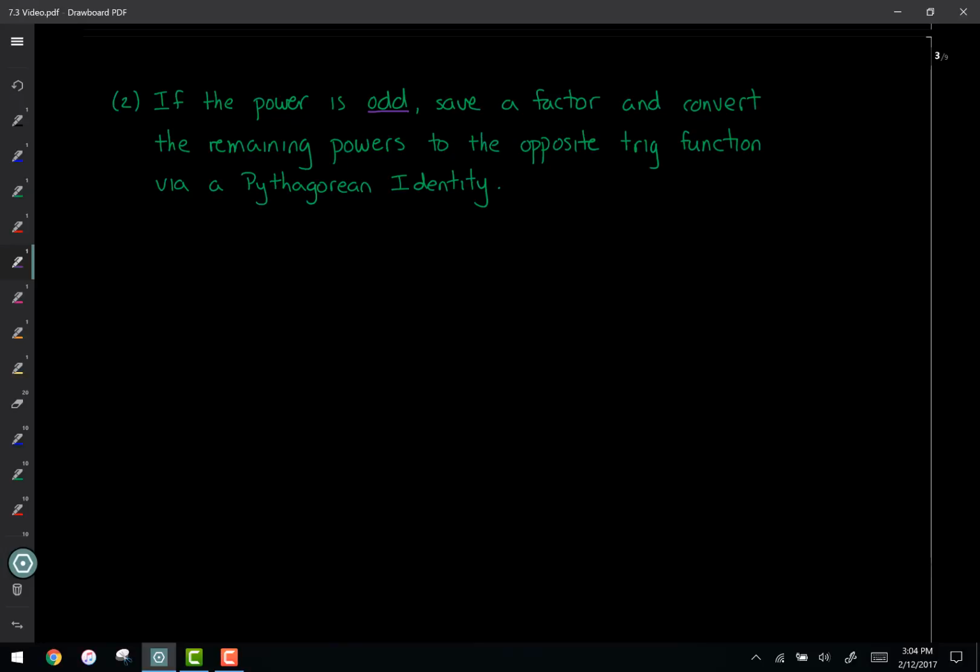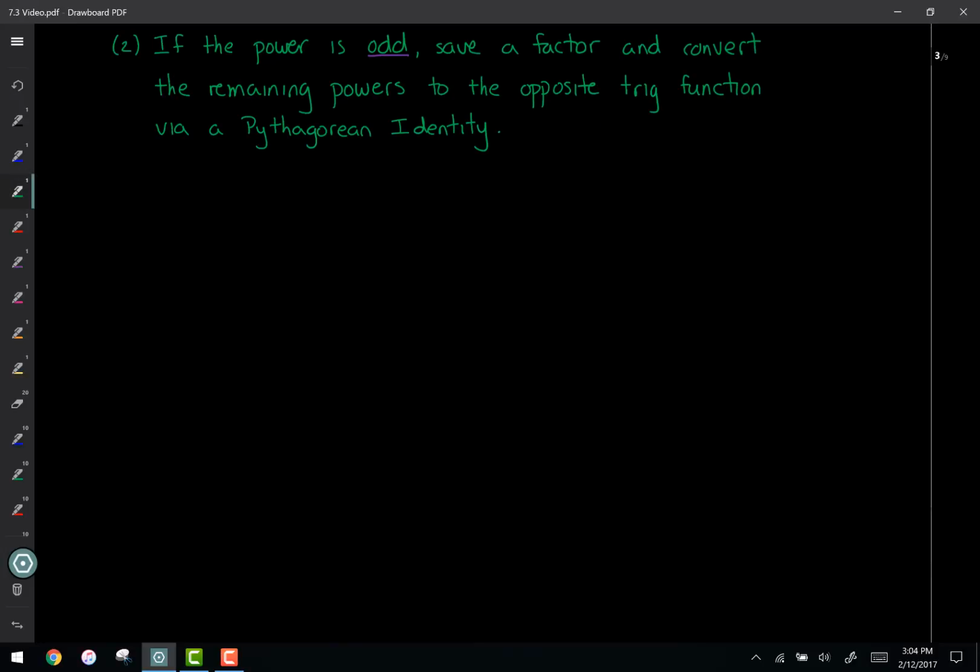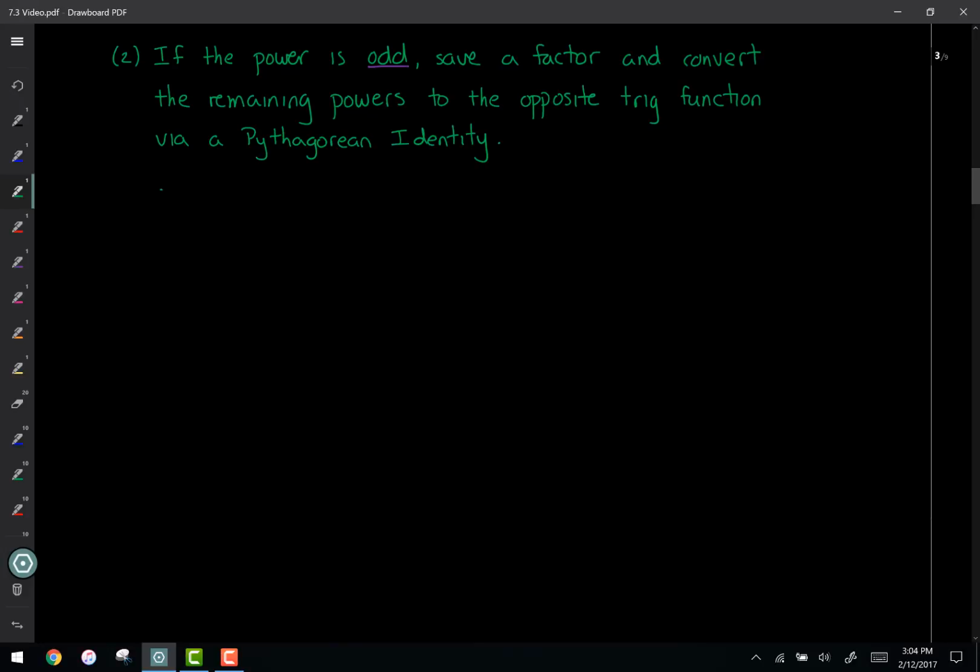The remaining powers, you're going to convert to the opposite trig function. So if you have cosines, turn them into sines. If you have sines, you can turn them into cosines using the Pythagorean identity. The sine squared plus cosine squared is 1. Okay. So let's do a quick little example of that. So we'll have the integral of cosine to the 5th x dx.